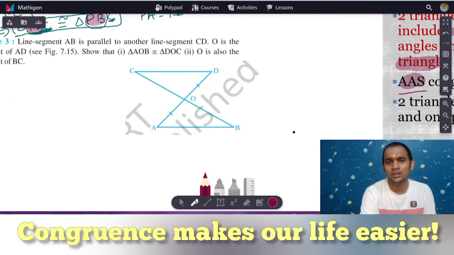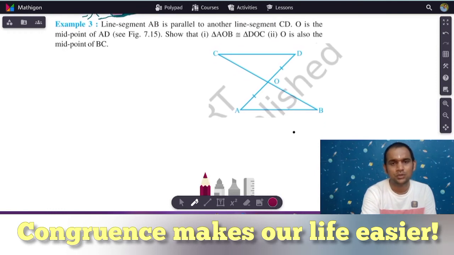So related to this theorem, let us try to do one simple problem. Now, as you can observe, line AB is parallel. Here the parallel is given. AB is parallel to CD, another line segment CD.